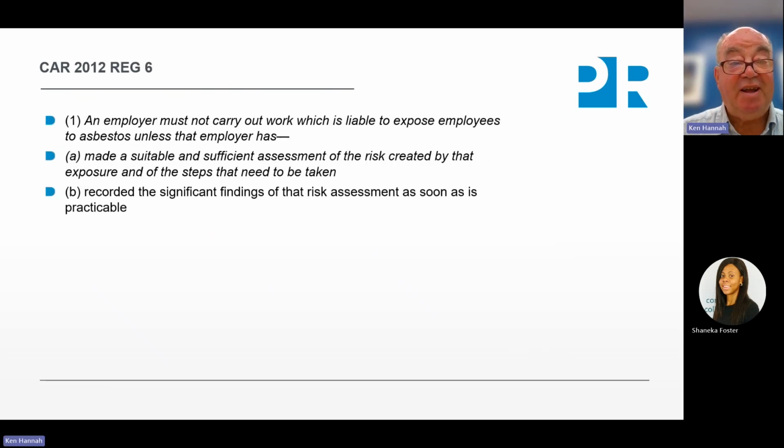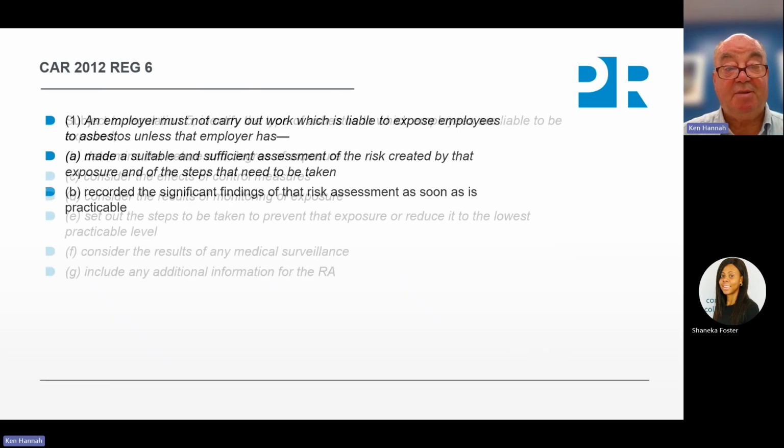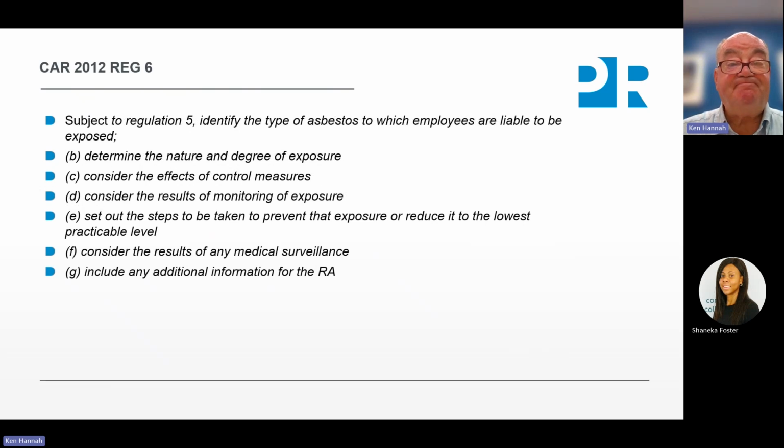An employer must not carry out any work which is liable to expose employees to asbestos unless there's been a suitable and sufficient assessment of the risk, so R&D survey, and that the significant findings of that risk assessment have been recorded as soon as practically possible. So you need to determine the nature and degree of exposure, consider the effects of the control measures, consider the results of monitoring of that exposure, set out the steps to be taken to prevent that exposure or to reduce it, consider the results of any medical surveillance, and include any additional information for the risk assessment.